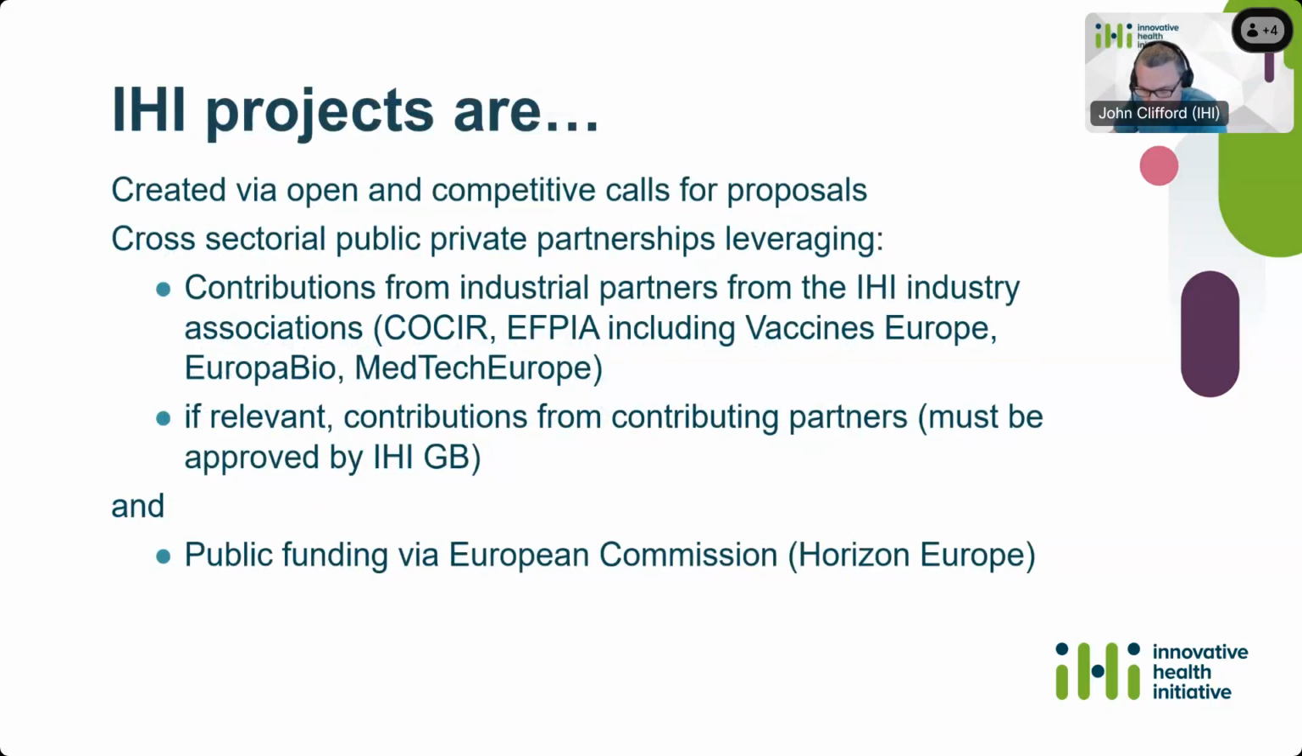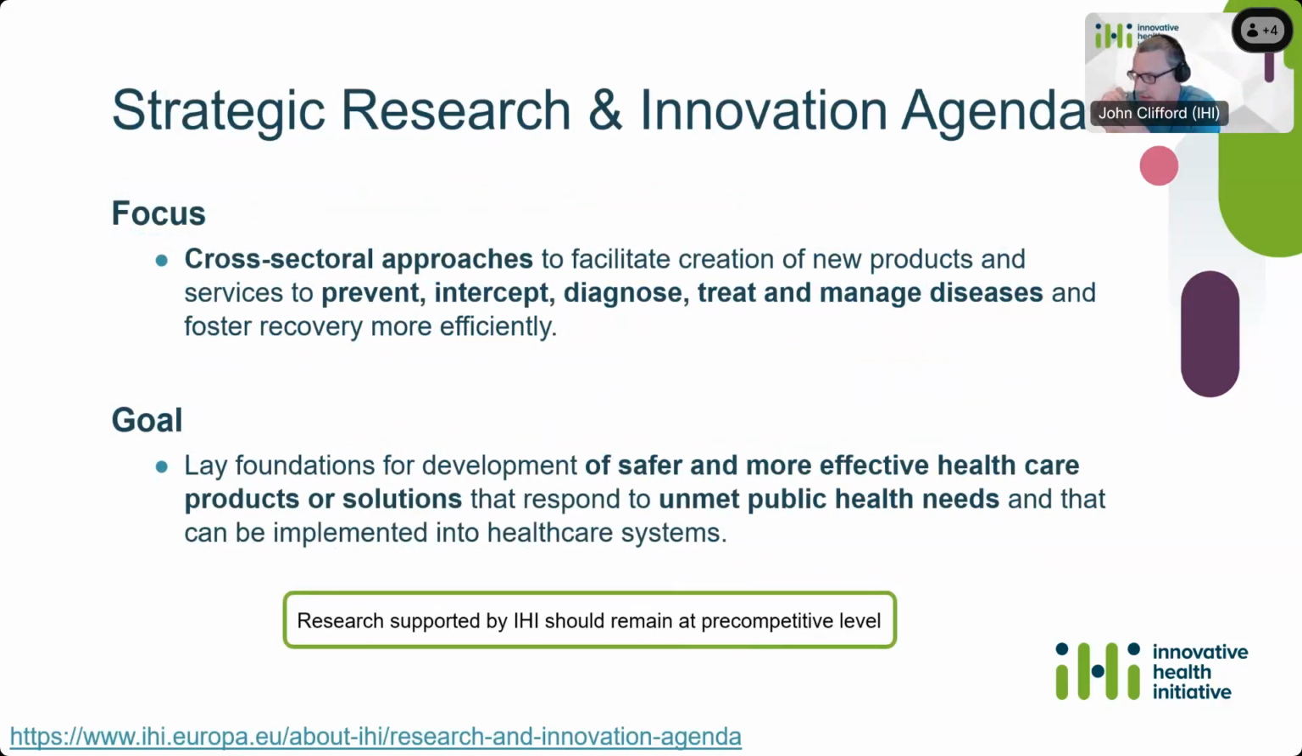IHI projects are created via open and competitive calls for proposals. They are cross-sectorial public-private partnerships that leverage contributions from the IHI industry associations and sometimes also contributions from contributing partners. They also leverage, of course, public funding via the European Commission in the form of the Horizon Europe program. IHI's Strategic Research and Innovation Agenda, or the SRIA as we call it, details the areas that IHI should work on and helps to guide the organization's decision-making on which ideas should be turned into call topics. The focus of the SRIA is on cross-sectorial approaches to facilitate the creation of new products and services in healthcare. The goal of the SRIA is to lay the foundations for the development of safer and more effective healthcare solutions. It's important to point out that the research supported by the IHI program remains at the pre-competitive level, as there is an expectation for industry partners to work together. There's a link here on the slide to the SRIA for those interested.